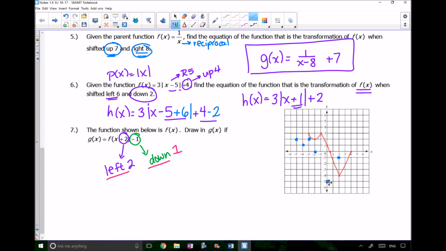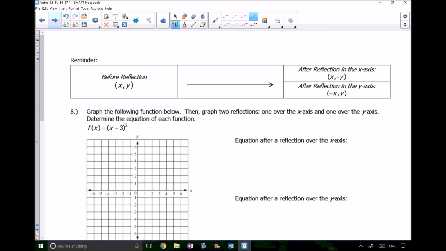Here are all of our remaining values right here. And if you connect your dots, you end up getting a graph that looks just like this right here. So if you notice, my graph looks the same, it's just in a different spot on my coordinate plane. Okay, so that's essentially how you do horizontal and vertical shifts.